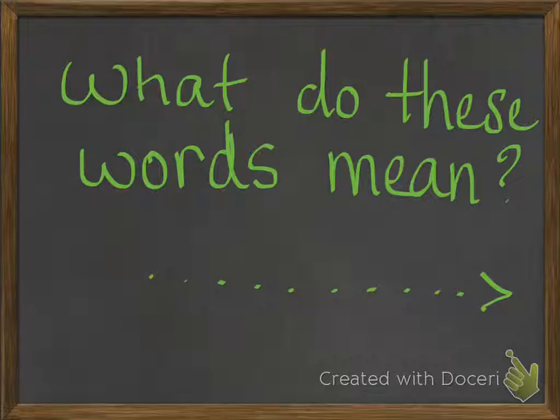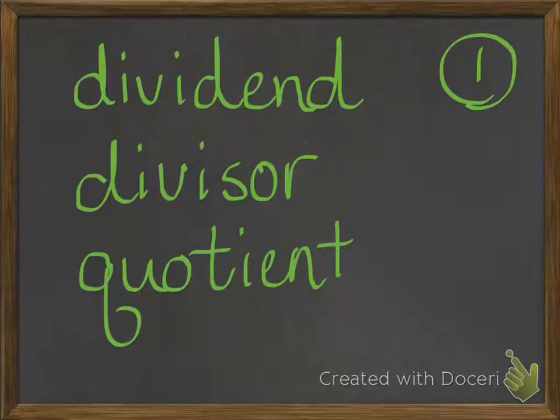What do these words mean? So our first one, number one, is the words dividend, divisor, and quotient. What do those words mean? So pause the recording, write down dividend, divisor, and quotient, write down what each means, and give an example.